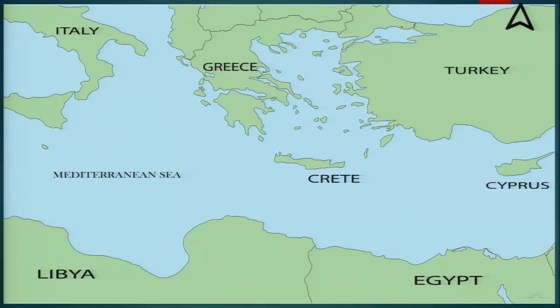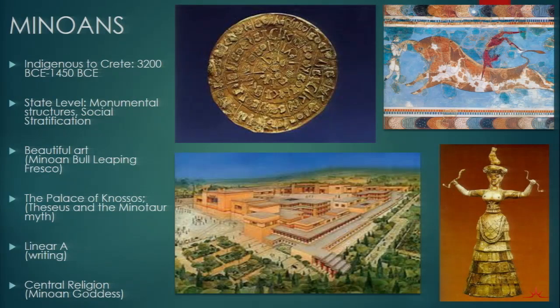Since the inception of state-level society in the Bronze Age, Greece has been viewed as the birthplace of Western civilization. Because of its proximity to the Near East, the birthplace of state-level society, much of the technological and societal developments reached Greece before other regions of Europe. Greece was, in fact, the origin of the first state-level society in Europe, the Minoans of Crete, 3200 to 1450 BCE, or before the Common Era.